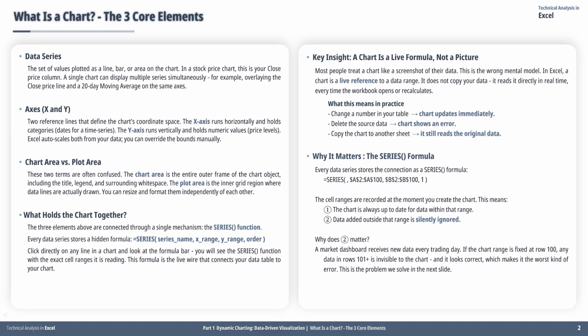Second, the axis. There are two reference lines that define the chart's coordinate space. The x-axis runs horizontally and holds your categories, which for a time series chart means dates in column A. The y-axis runs vertically and holds your numeric values, which means price levels in column B. Excel scales both axes automatically, but you can override the bounds if needed.